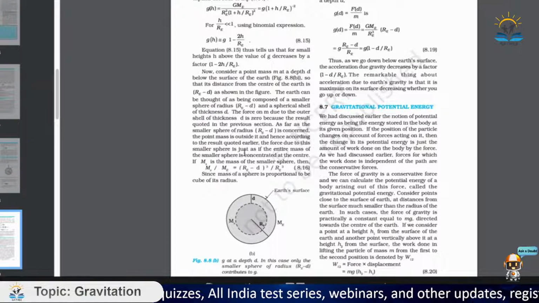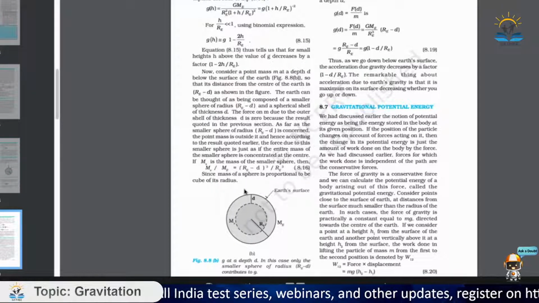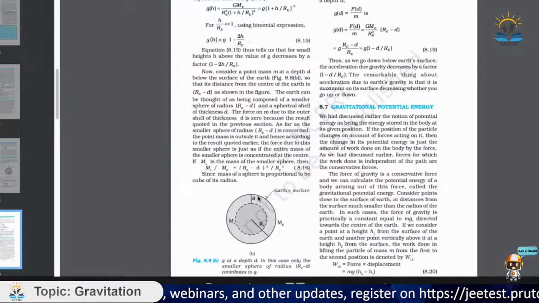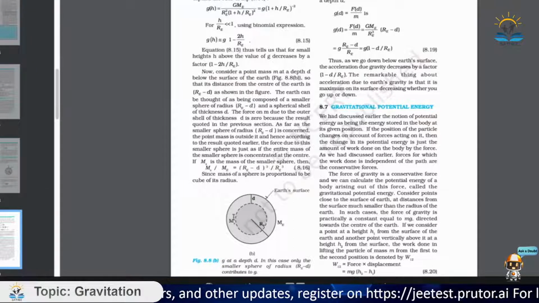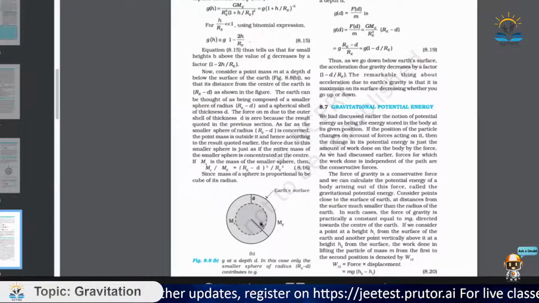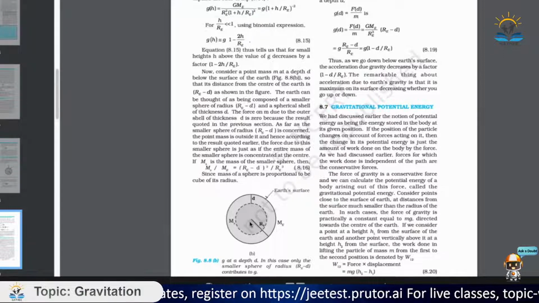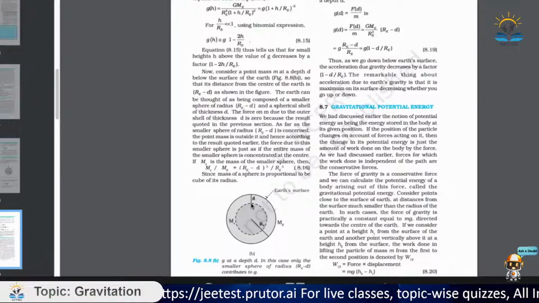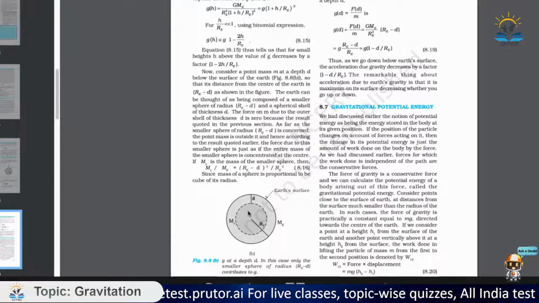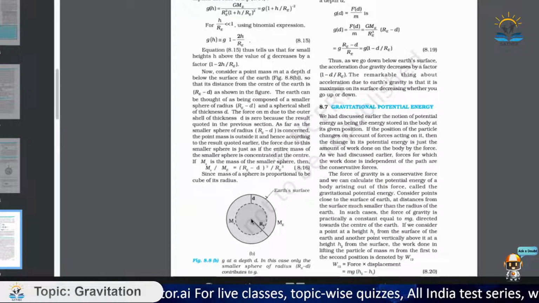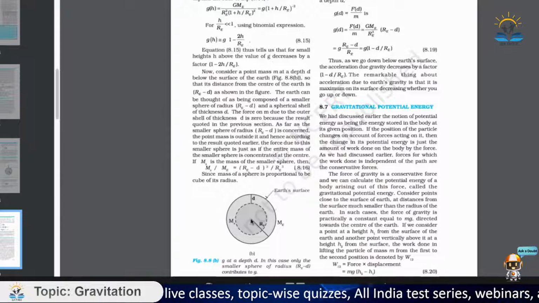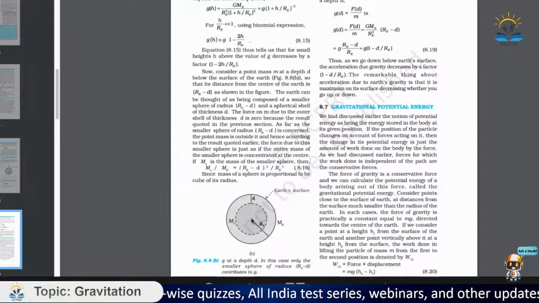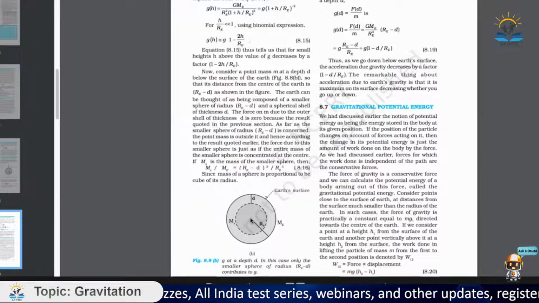So now let us move to the next part, where the particle is at a distance d below the Earth's surface. At that point, only this inner part of the Earth would be applying force on this particle of mass m. That outer part would not be able to apply force on this particle of mass m. So we will consider the mass of this part of Earth only. Now, we can know the mass of this part of Earth by the unitary method.